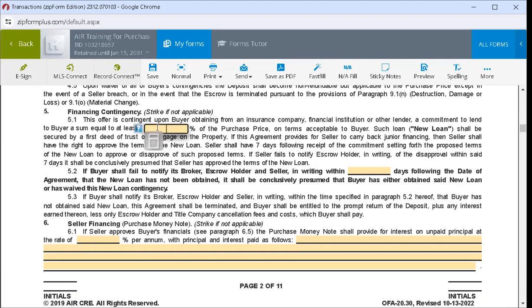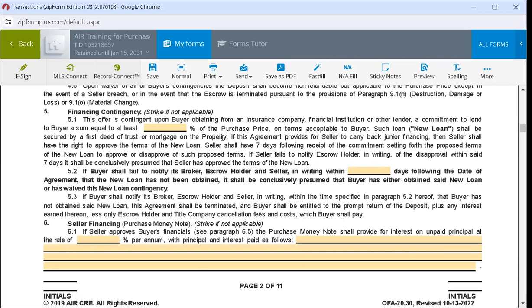This would apply. So like in the first scenario I gave you, it's $1 million, 500 down, 500 loans. So it would be 50% of the purchase price. So you insert the amount here that the buyer is obtaining a loan for, the percent of the purchase price, and that's considered a new loan.